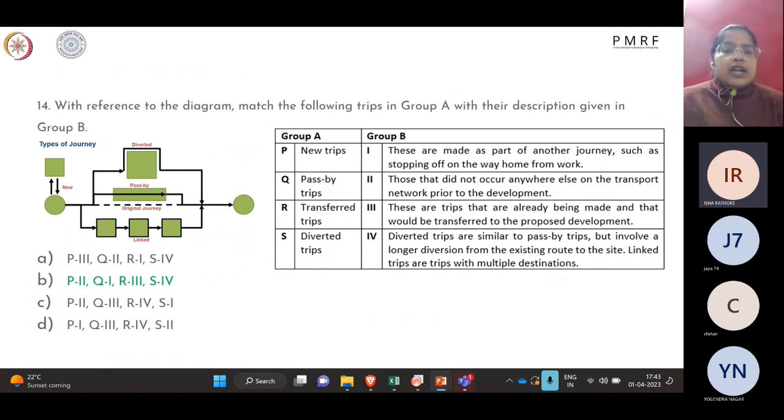And then we have transferred trips, which are trips that are already being made and that would be transferred to the proposed development as well. So no changes are made to this existing trip. And then diverted trips are similar to pass-by trips, but involve a longer diversion being taken from the existing route to the destination point. So B was the correct answer.